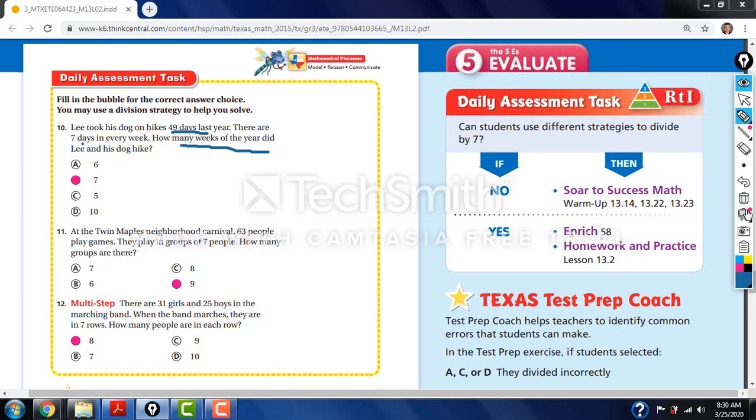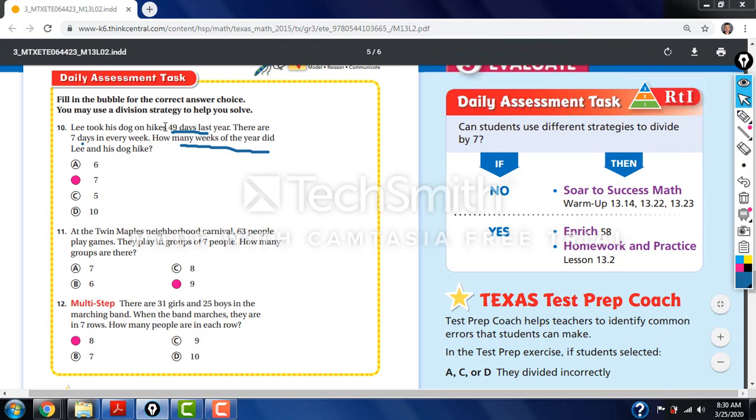And here's your division sentence. You have 49. How many days? 7. So 49 divided by 7. Your answer is 7 there.